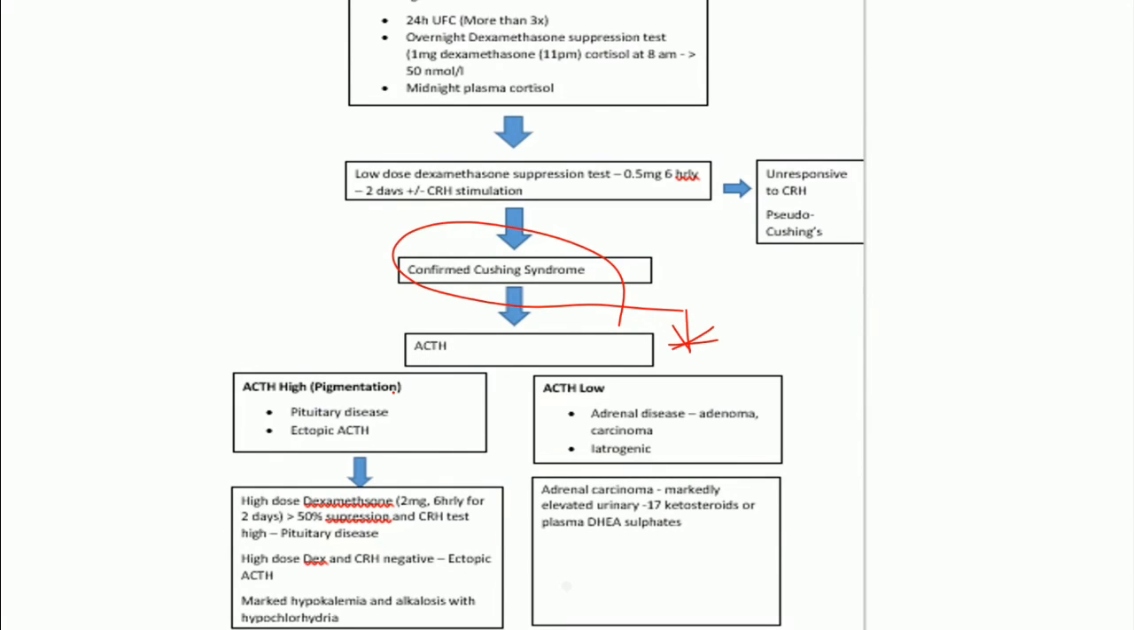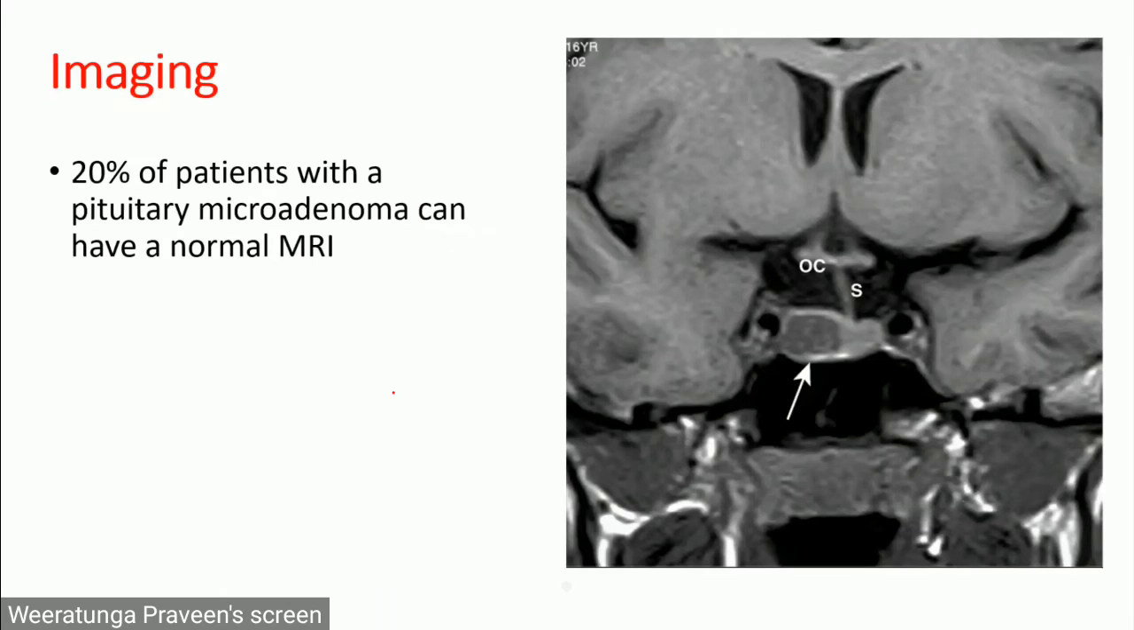You have to have this endocrine validation before you proceed to image. Okay. So pituitary tumors you will see in an MRI, and remember some people with pituitary tumors might even have a normal MRI.